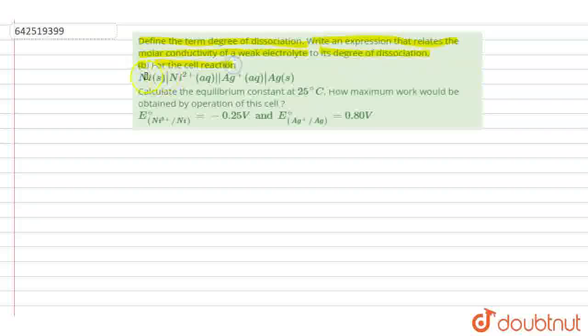For the cell reaction, Ni(s) plus 2Ag+ in aqueous solution will give Ni2+ in aqueous solution plus 2Ag(s), we have to calculate the equilibrium constant at 25 degrees Celsius and how much maximum work would be obtained by the operation of this cell. The value given to us is E naught of Ni2+ / Ni equals minus 0.25 volt, and E naught of Ag+ / Ag is 0.80 volt.